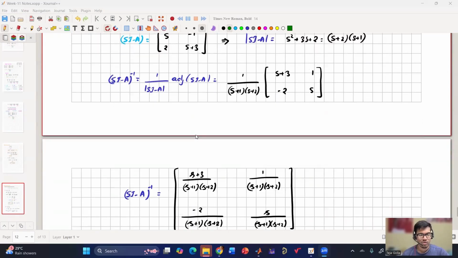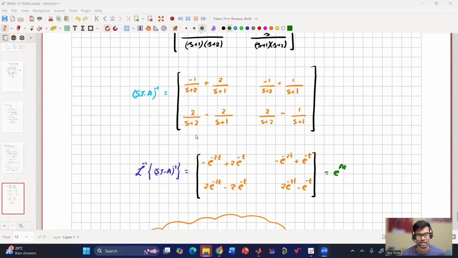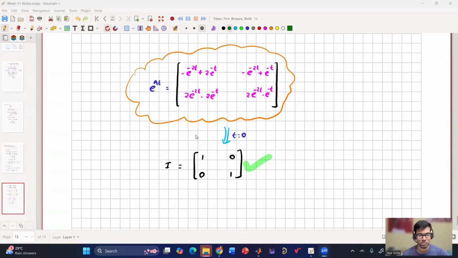And then in the second case, we calculated (sI minus A) inverse, applied partial fractions, and then applied the inverse Laplace transform. And then we got the Laplace inverse of (sI minus A) inverse. So this is the final e to the power At. Always cross-check by substituting t equals 0. It should result in an identity matrix. So in this way, we can solve for the matrix exponential as well.